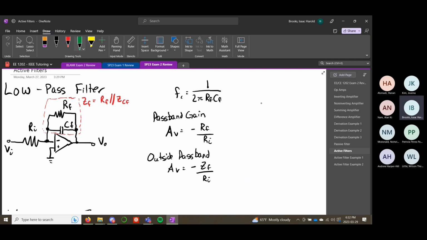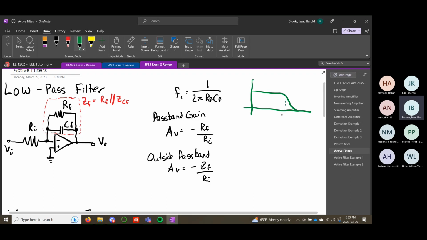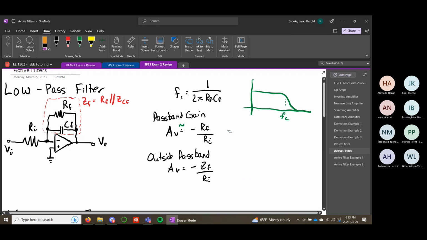And this is a low pass filter. So remember, our Bode plot is going to look something like this. Our cutoff frequency would be here. In the passband, we can pretty much ignore the capacitor. If we just pretend it's not there, then this is an inverting amplifier. So your passband gain is approximately RF over RI. And for a low pass filter, the lower your frequency, the more accurate that's going to be.